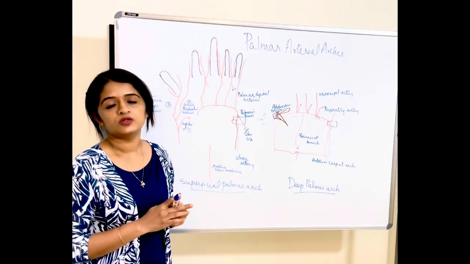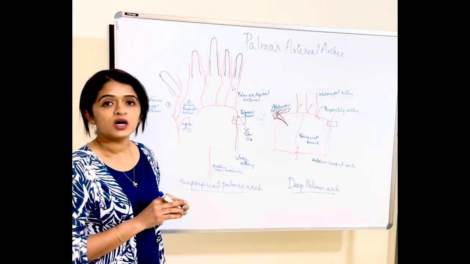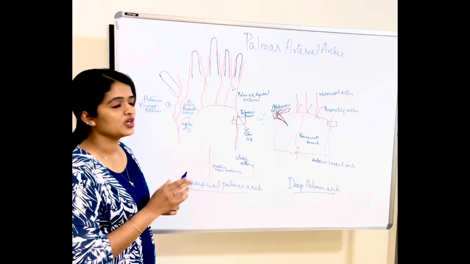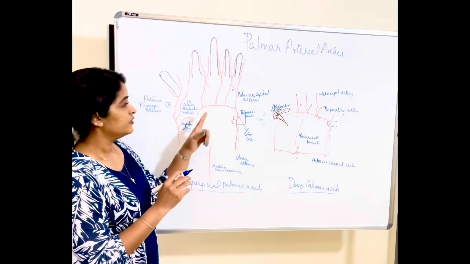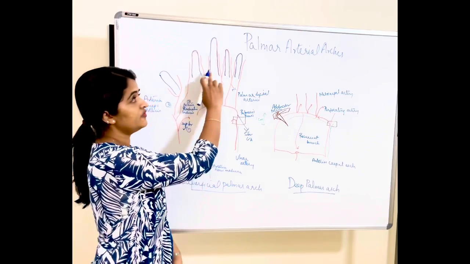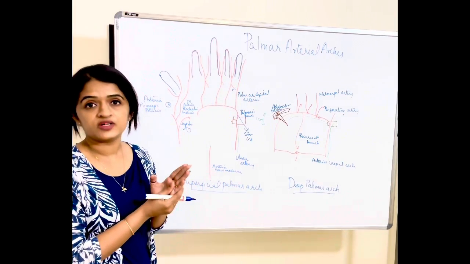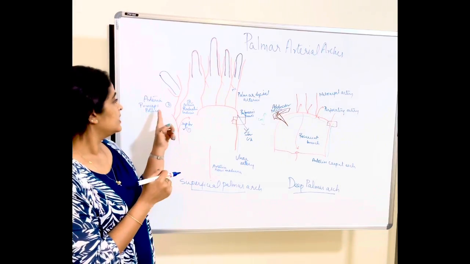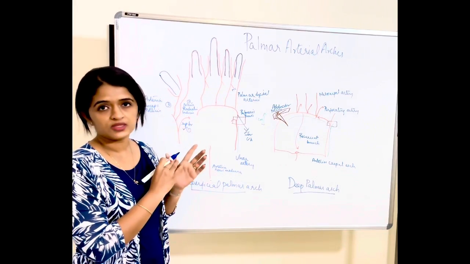Now we have the superficial palmar arterial arch. Which are the branches? When we talk about the branches of the superficial palmar arch, which are the branches arising? For that, we need to know which are the fingers or the digits left after getting branches from the radial artery. We know there are mainly two branches from the radial artery supplying the digits.